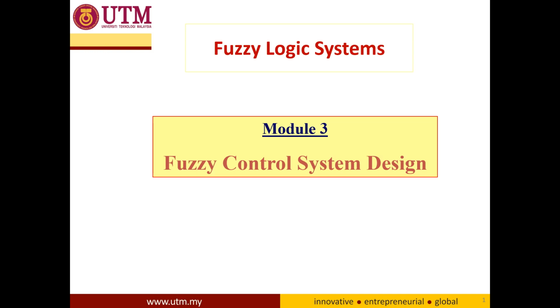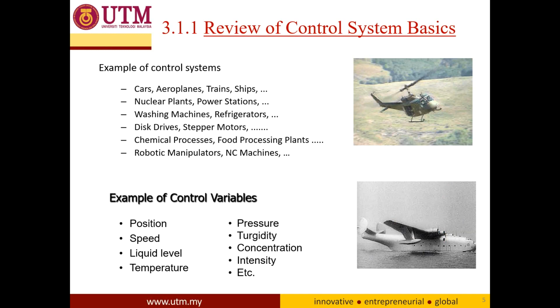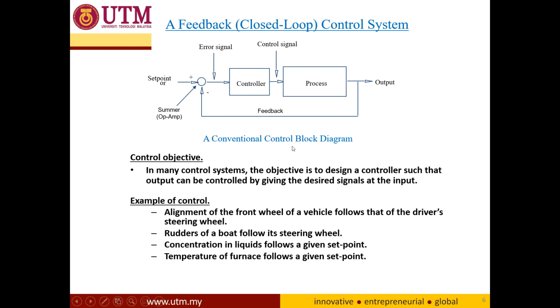In this module, we'll be talking about fuzzy logic controller. It's an application of fuzzy logic. By now, everyone should know what is a control system. These are some examples of control systems: cars, aeroplanes, trains, ships, robotic manipulators, and so on. Typically, this is how a conventional control block diagram would look like.